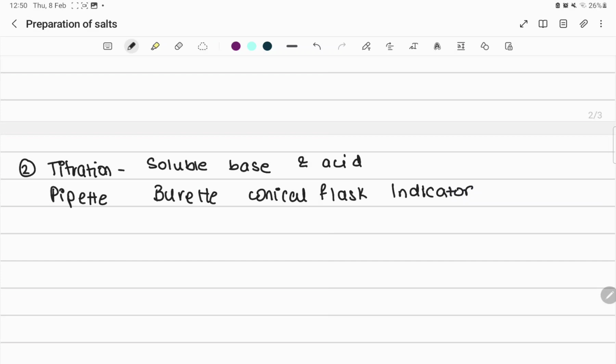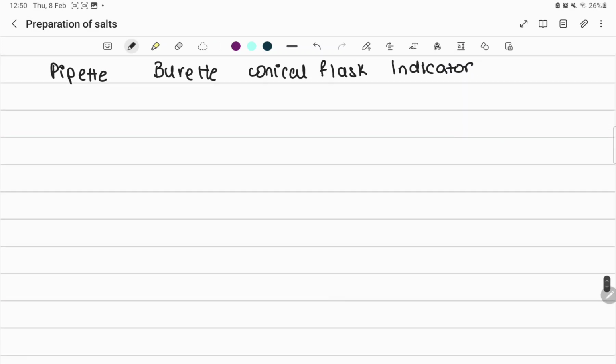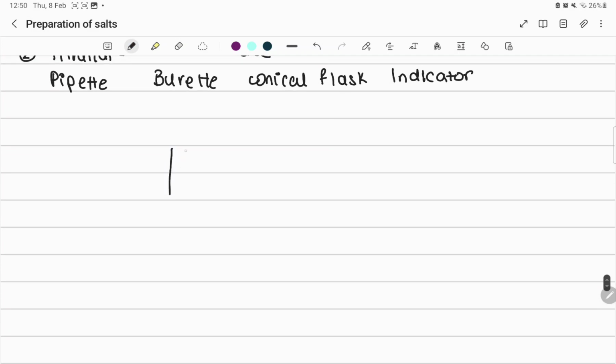So essentially what you have is a conical flask. I'm going to try and draw a better conical flask. And over here, you have your burette. Do not mind my drawing, it's not the best thing out there. You can easily find a picture of this on Google. You need a clamp stand to hold your burette.